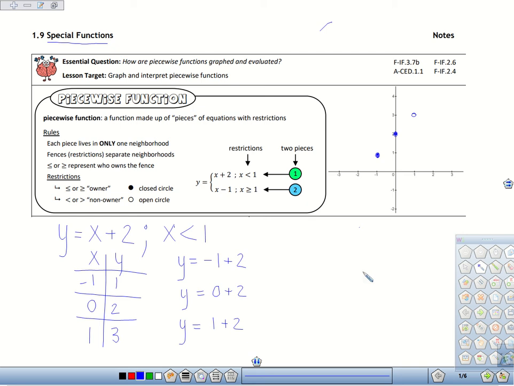Sorry, it's tiny. Now I'm going to connect it like this because x is less than 1. Okay?